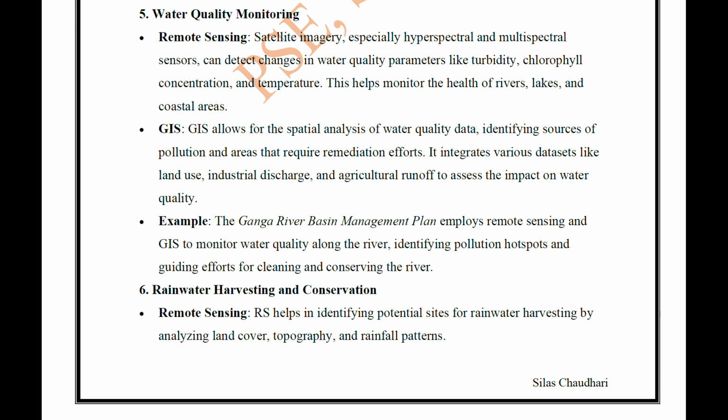GIS allows for the spatial analysis of water quality data, identifying sources of pollution and areas that require remediation efforts. It integrates various databases like land use, industrial discharge, and agricultural runoff to assess the impact on water quality. Example: the Ganga River Basin Management Plan employs remote sensing and GIS to monitor water quality along the river, identifying pollution hotspots and guiding efforts for cleaning and conserving the river.